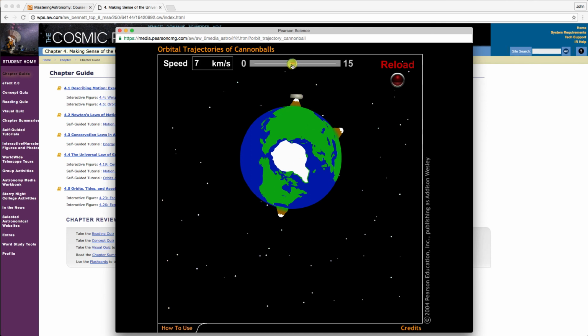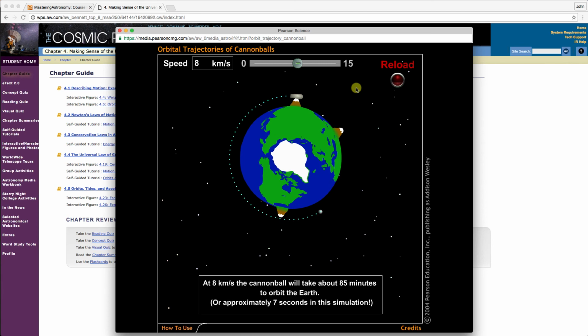Let's go up to 8 kilometers per second. Reload and launch. So now we're falling, and look at that, 8 kilometers per second is right near the minimum velocity you need to maintain an orbit around the Earth. And again, it's just like the previous examples at lower speed. All you're doing is falling toward the center, but in this case you're traveling fast enough that you never actually hit the surface. You're in constant free fall, just like you were in those other examples.